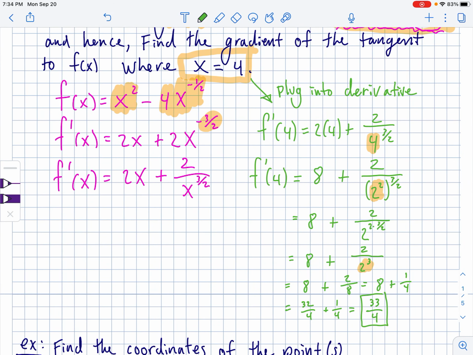Now, if you're looking at that and you're like, what just happened? What does that even mean? We found the derivative right here. Then we fed a 4 into the derivative. Crunch, crunch, crunch. We got this. That means that the slope of the tangent line to the original function at x equals 4 is 33/4.